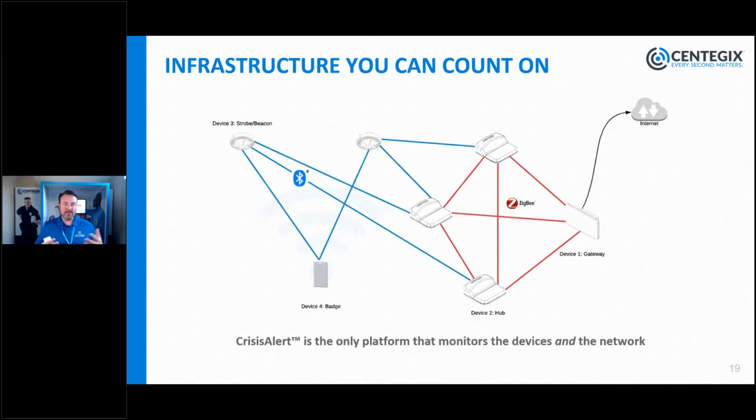So kids will be kids. If one of these fails, or a kid takes a baseball bat and bashes one of these out, it's not going to destroy the network. The network will continue to operate. People can still trigger alerts. Location will still be able to be identified.